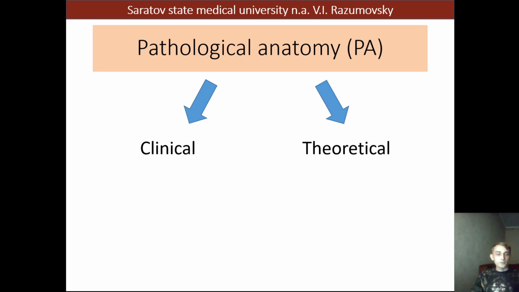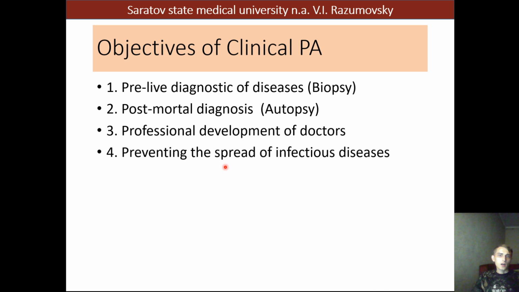Pathological anatomy has two branches. The first branch is clinical pathological anatomy, and the second branch is theoretical pathological anatomy. I will talk with you about the theoretical part, but you should understand something about the clinical part. The objective of clinical pathological anatomy is real-life diagnostics of disease. This is the most important part of the work of pathologists in clinics.